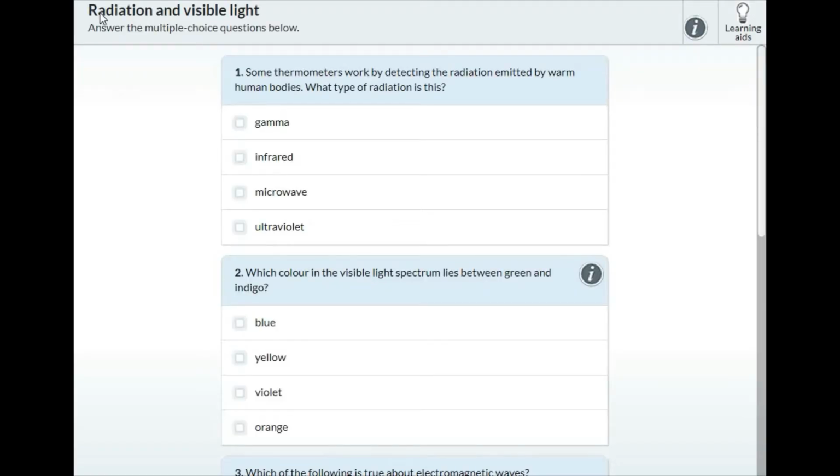Next set of questions. Radiation and visible light. Question 1. Some thermometers work by detecting the radiation emitted by warm human bodies. What type of radiation is this? Okay, so thermometers are detecting warmth from the body, and the radiation type is infrared, like the toast or toaster.